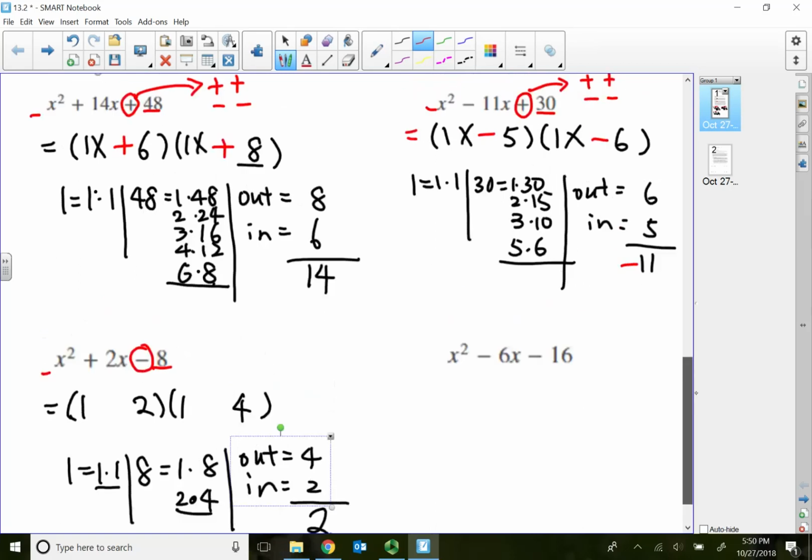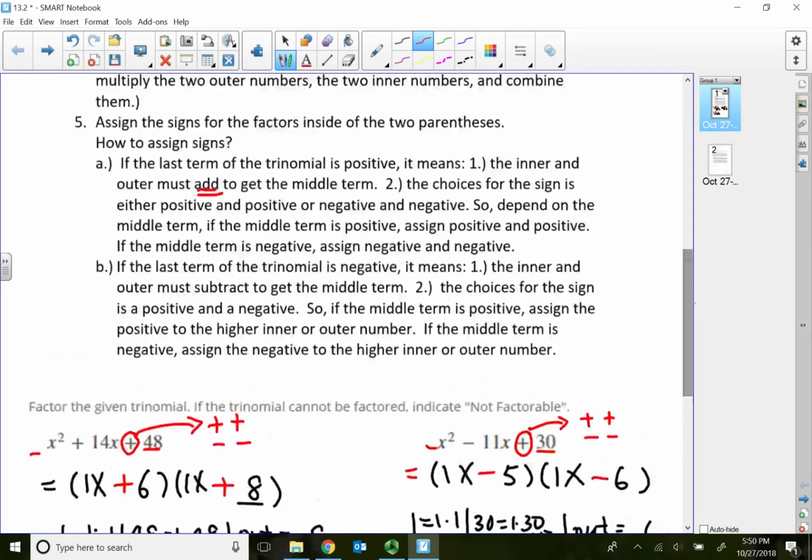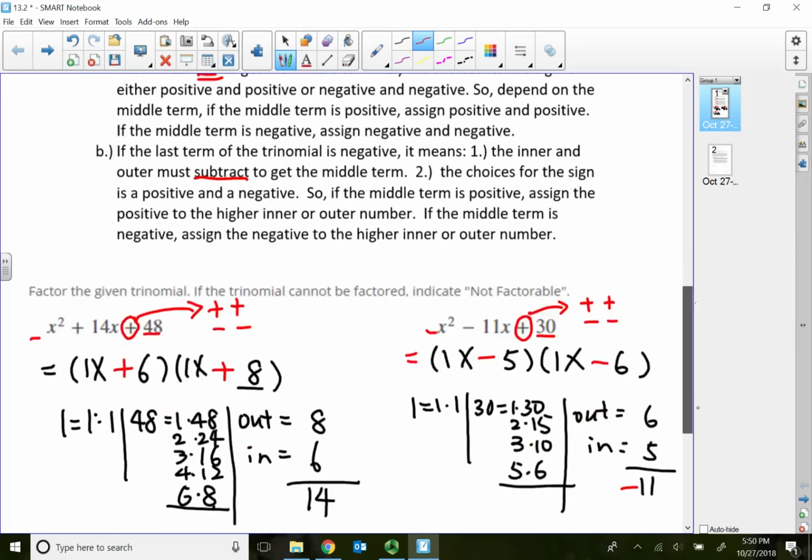So here we go. Let's do the signs. Step number 5b: if the last term of the trinomial is negative, number 1, it means the inner and the outer must subtract to get to the middle term. Number 2, the choice for the sign is a positive and a negative. So if the middle term is positive, assign the positive to the higher of the inner or outer. If the middle term is negative, then assign the negative to the higher of the inner or outer.